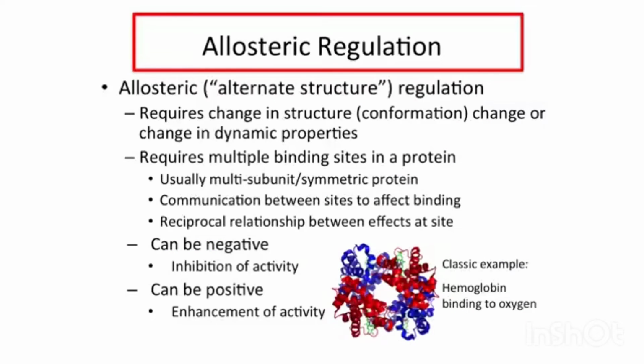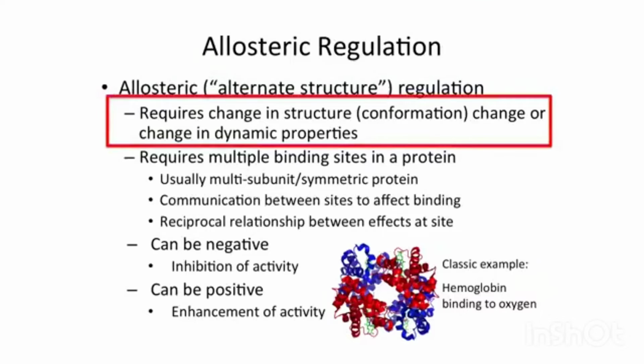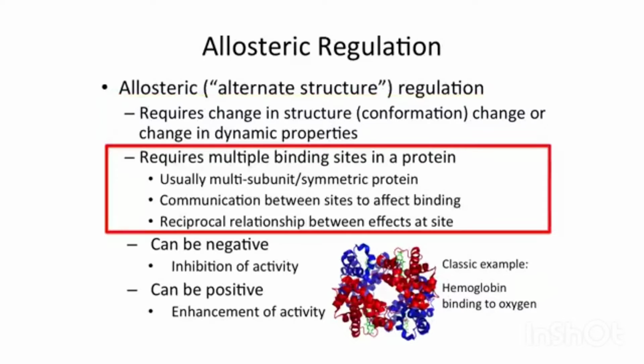So how do these changes occur? How does something affect the activity of a protein? And that process is called allosteric regulation. Allosteric actually means different allo structure. And it requires that there is some sort of conformational shift or a change in dynamic properties that either decreases, if it's negative regulation, or increases the activity of the protein. This requires that there be multiple binding sites in a protein.